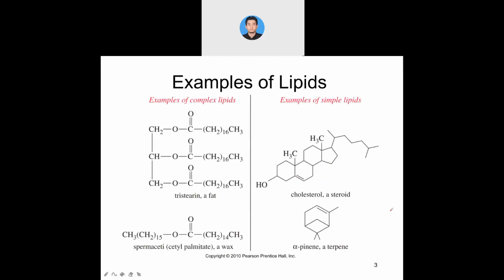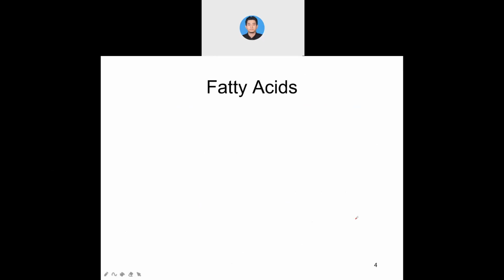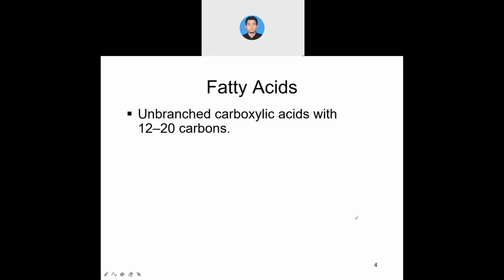Examples of complex and simple lipids. For complex lipids, fat, or one of the fatty acids, tristearin, and then wax. For simple lipids, for example, steroids, cholesterol is one of the steroids, and then terpene. Okay, first we look at what a fatty acid is.